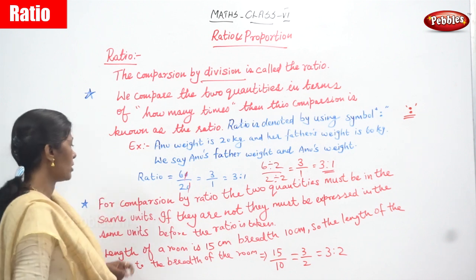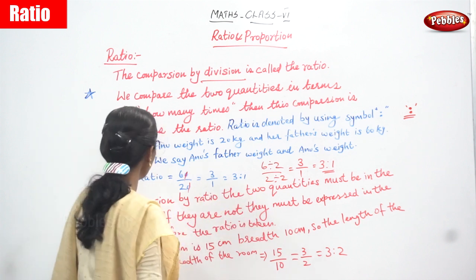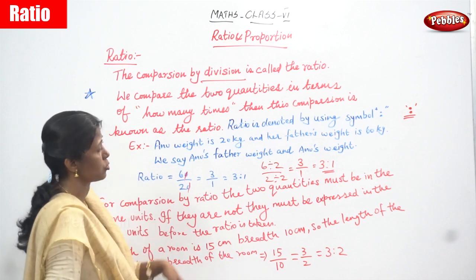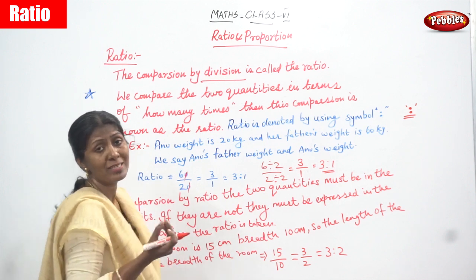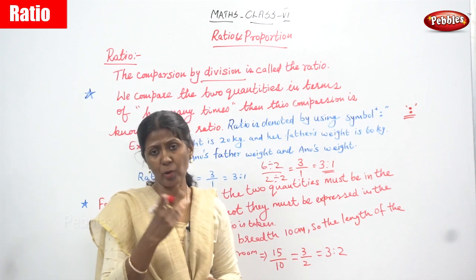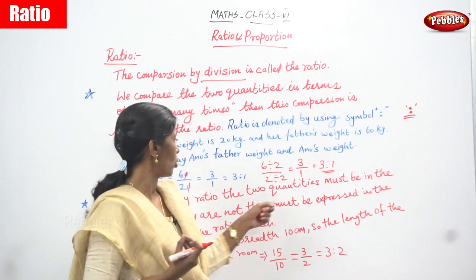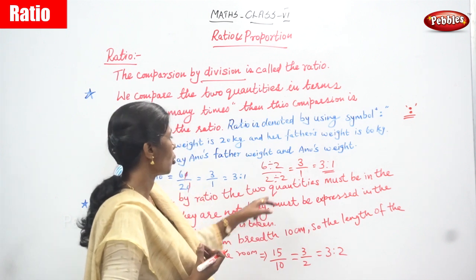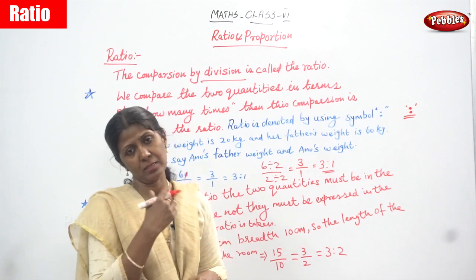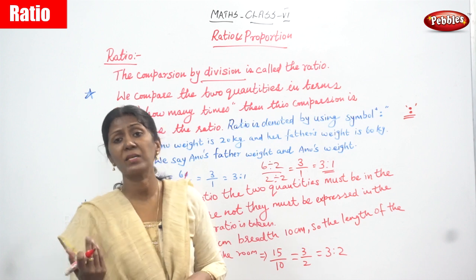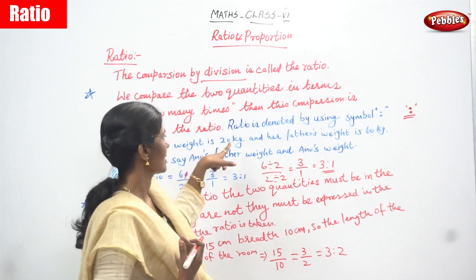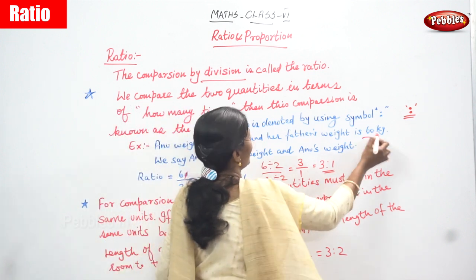Next point, for comparison by ratio, the two quantities must be in the same unit. If they are not, they must be expressed in the same unit before the ratio is taken. That means, for example, if the unit is centimeter, we have to compare two quantities, two measurements, two numbers. It may be gram or kilogram, centimeter or meter or kilometer, whatever it may be. Here it is kilogram, 60 kilograms and another one 20 kilograms.